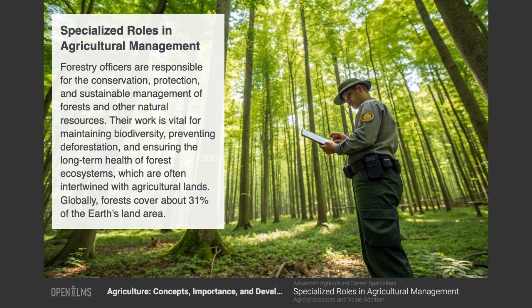Specialized roles in agricultural management. Forestry officers are responsible for the conservation, protection, and sustainable management of forests and other natural resources. Their work is vital for maintaining biodiversity, preventing deforestation, and ensuring the long-term health of forest ecosystems, which are often intertwined with agricultural lands. Globally, forests cover about 31% of the Earth's land area.